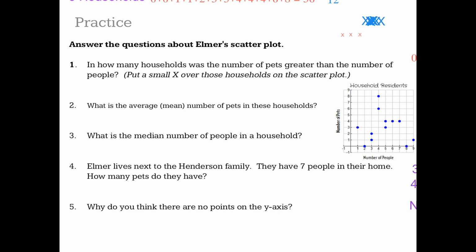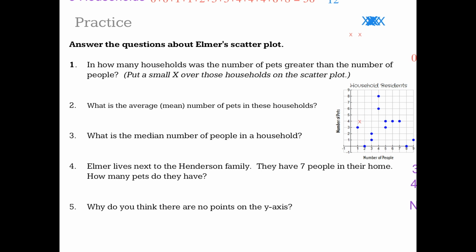Alright, looking at some more practice problems about Elmer's survey, we're going to answer a few questions and practice together. It says, in how many households was the number of pets greater than the number of people? We're going to put a small X over those households on the scatter plot. I've brought the scatter plot over here to the right, and we're going to put an X anywhere there are more pets than people.